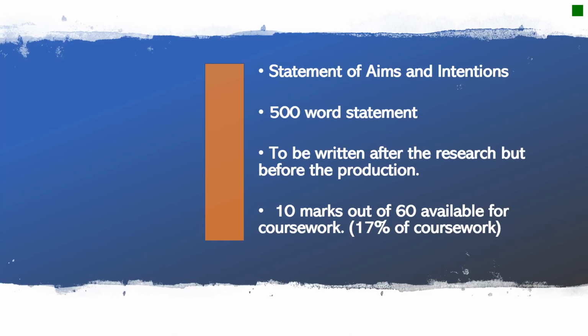The next stage is to take the research you've done and to actually start to produce a written piece of work, a written document, and this is called the Statement of Aims and Intentions, and eventually it will be 500 words. Now this is to be produced after the research but before the production, so you've got to write this sort of essay style thing and get all your ideas together in it. Now this is actually worth 10 marks out of the 60 available for coursework, so it equates to 70% of your coursework, so it's an important thing to do.